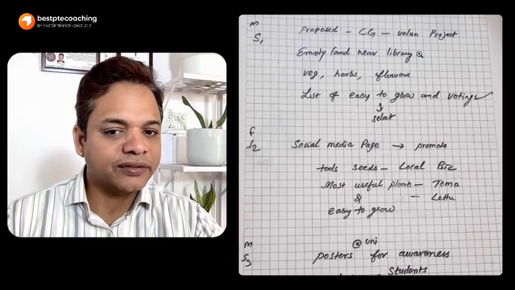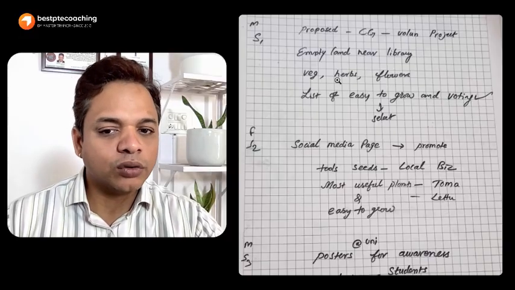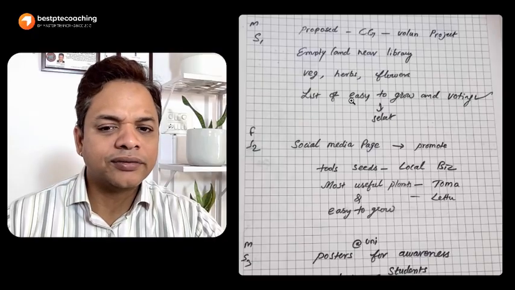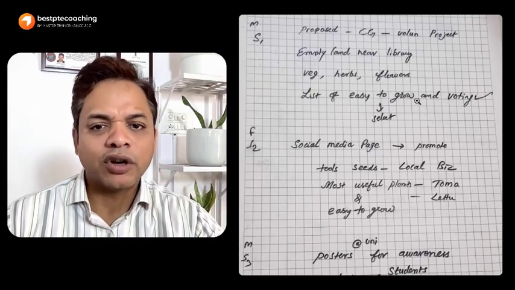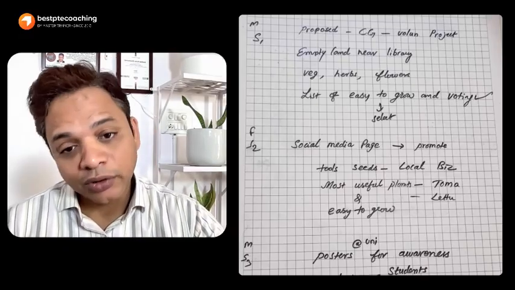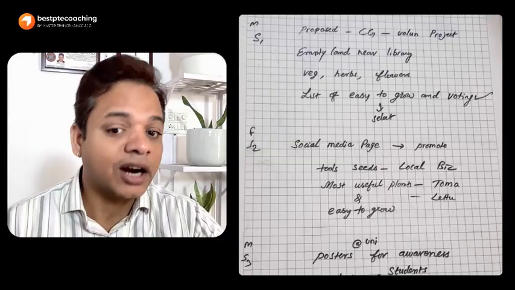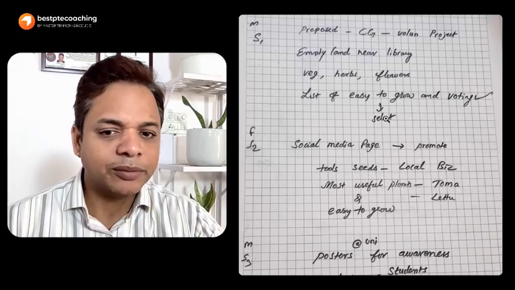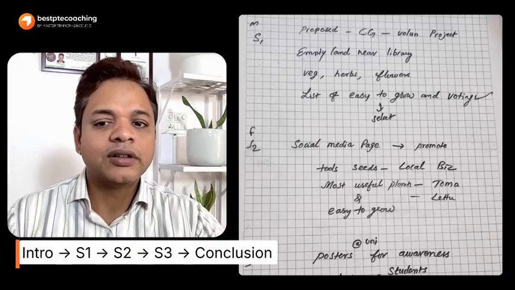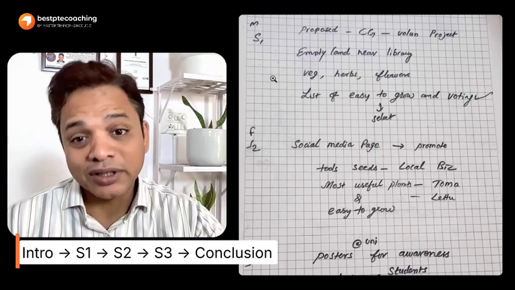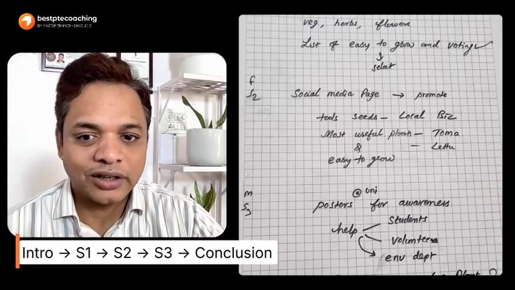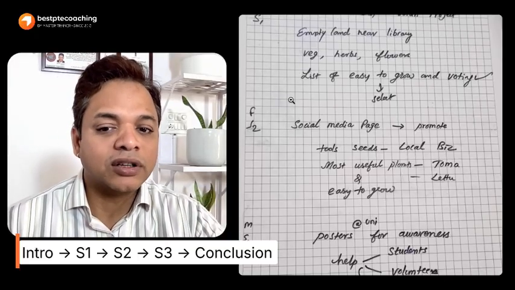Now, look at the other one. Empty land he identified near the library. He wanted to grow vegetables, herbs, and flowers, right? And a list of easy to grow vegetables he wanted to identify, and he wanted to go with the voting process for people to decide what they want to have in the garden, right? So he wanted people to select. So this is done. So you will talk about the topic, then you will say what speaker 1 said, then you will start talking about what speaker 2 said. So responding to speaker 1, right?